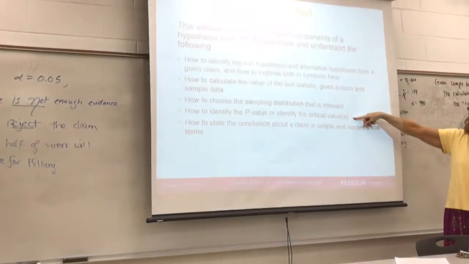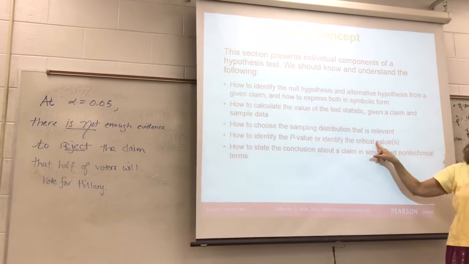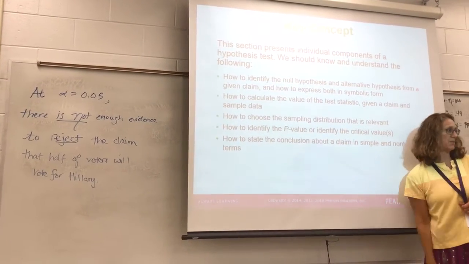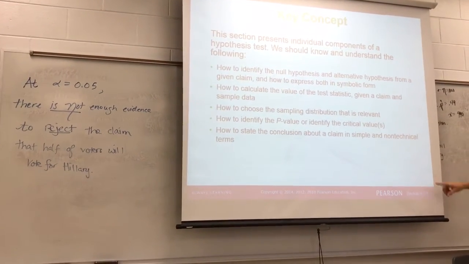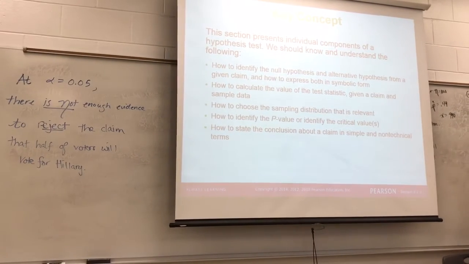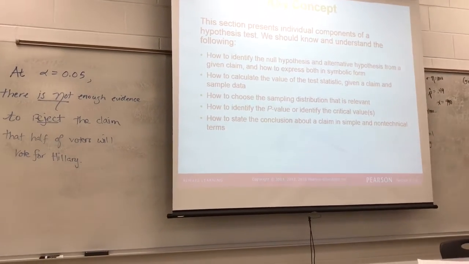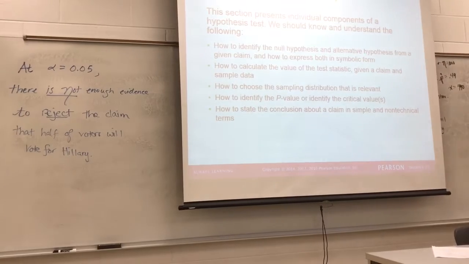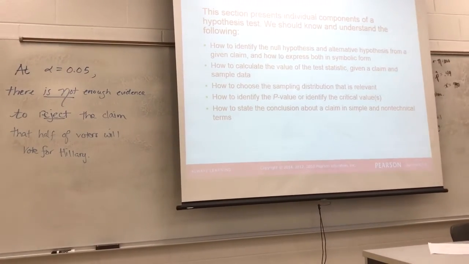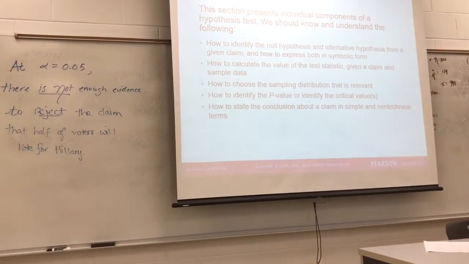Identify the p-value and the critical value. We're not gonna do the critical value approach, we're just gonna use the p-value approach since that's what the calculator gives us. And then stating the conclusion correctly is what I was talking about over there. Restating alpha, whether there is or is not enough evidence, whether you reject or support the claim, and what the claim is.